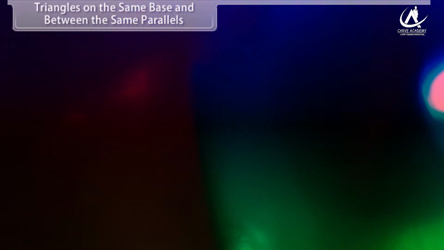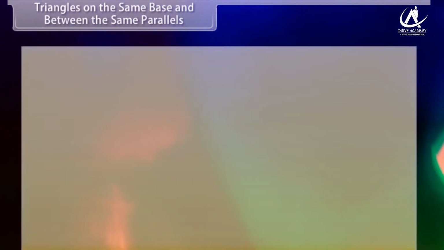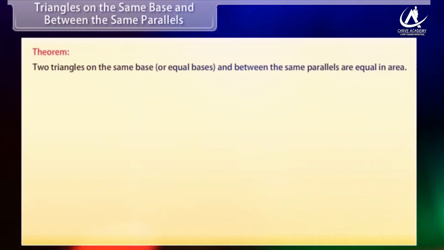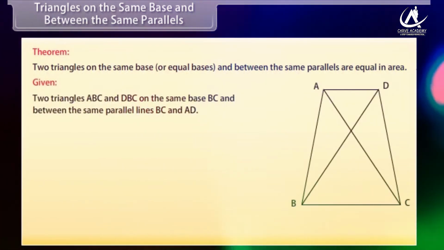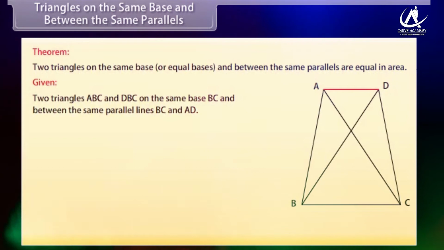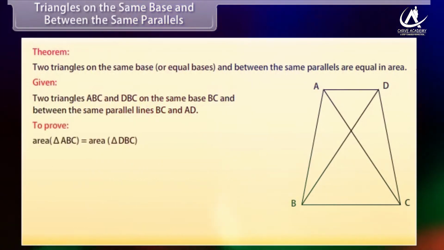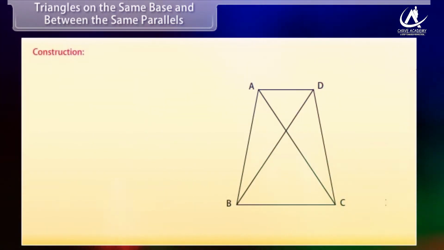Triangles on the same base and between the same parallels. Theorem. Two triangles on the same base or equal bases and between the same parallels are equal in area. Given two triangles ABC and DBC on the same base BC and between the same parallel lines BC and AD. To prove area of triangle ABC is equal to area of triangle DBC. Construction.